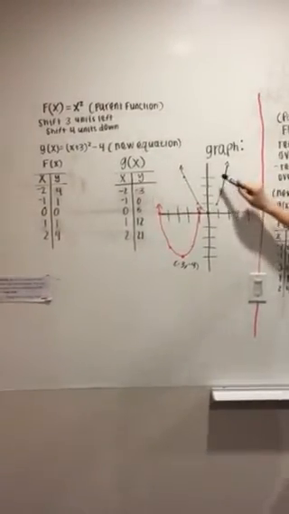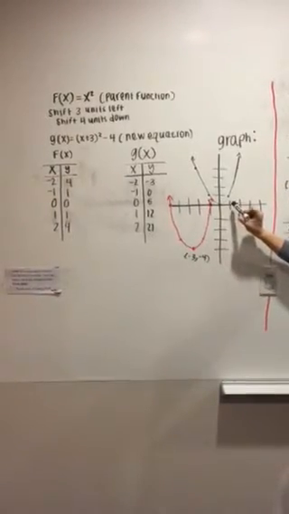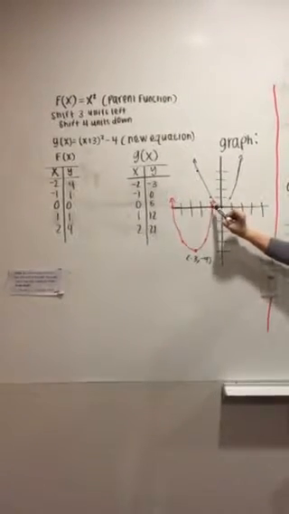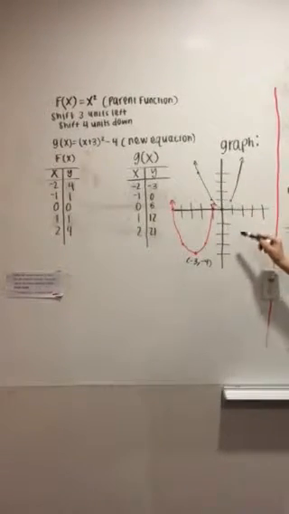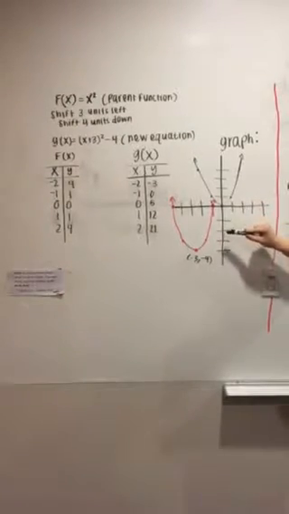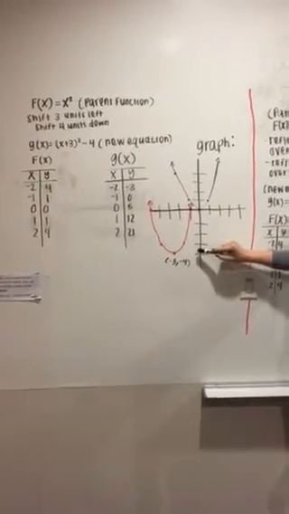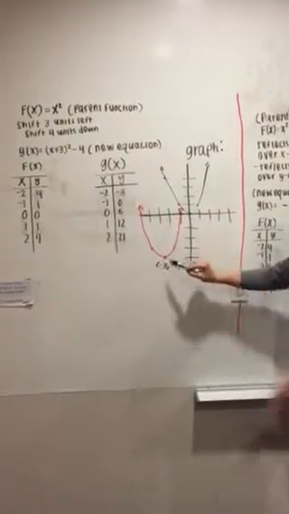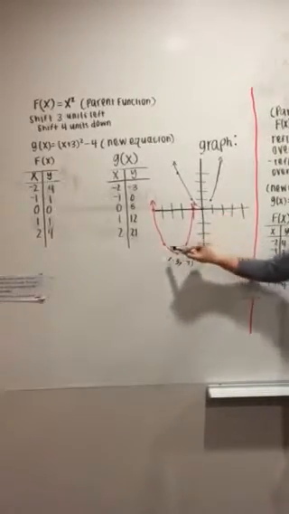For our graph, this one is the parent function. We start at the vertex (0, 0), go to the right 1, up 1, to the right 2, up 4, to the left 1, up 1, to the left 2, up 4. The way I usually move it is I move down first and then over to the left or right. So I go down 4, and then I move to the left 3, and then you just do the same pattern. Right 1, up 1, left 1, up 1, right 2, up 4, left 2, up 4.